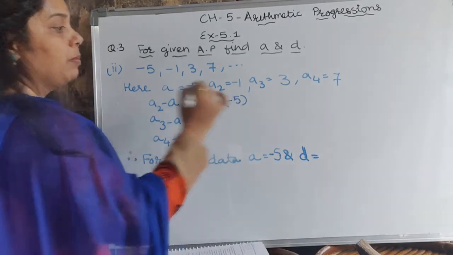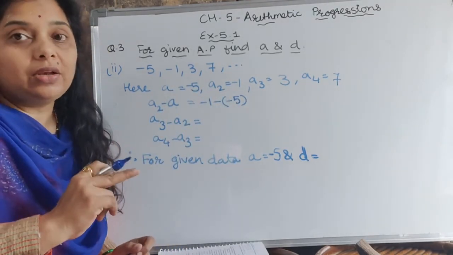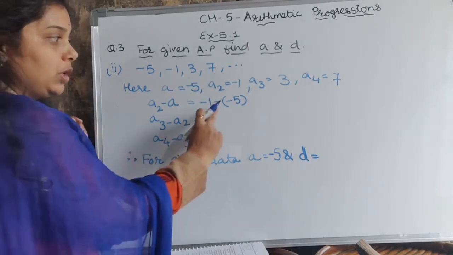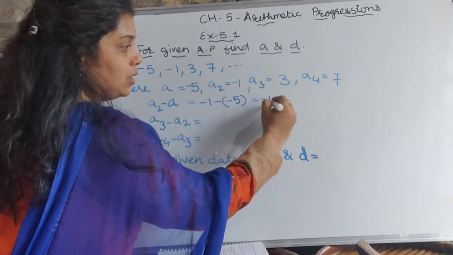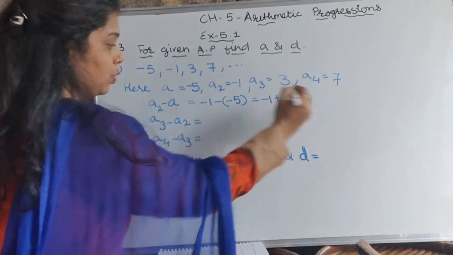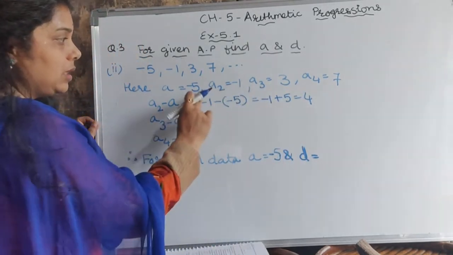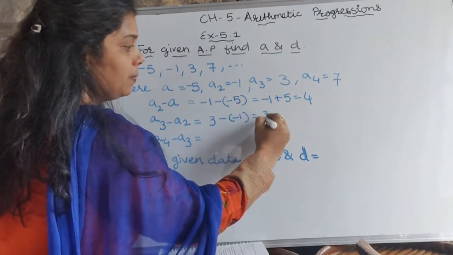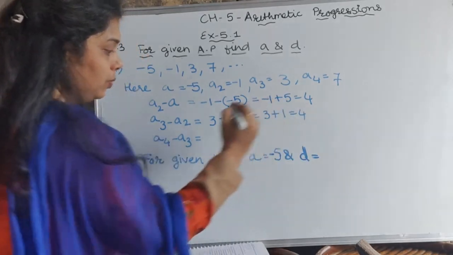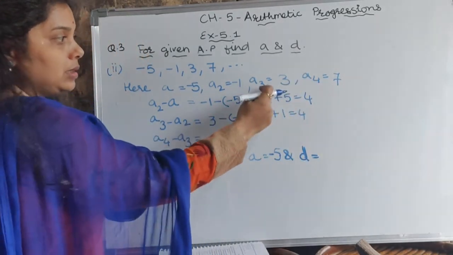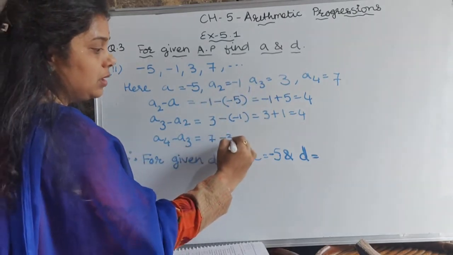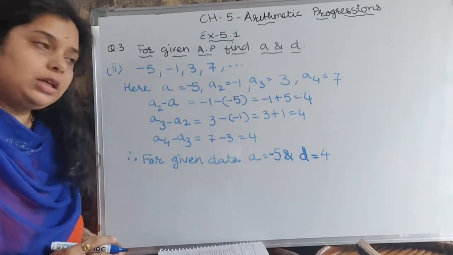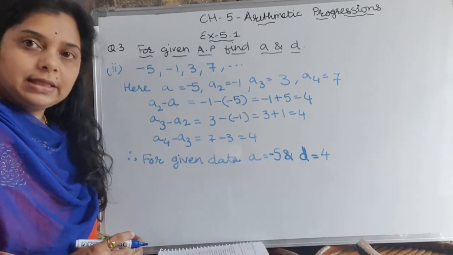So again minus. Do not ignore the sign of numbers, otherwise you will get the wrong answer. So again it is minus minus plus. So minus 1 plus 5 is equal to 4. Again A3 minus A2. A3 is 3 and minus 1. So again 3 minus minus 1 is 3 plus 1, which is equal to 4. A4 minus A3, so it is 7 minus 3 is equal to 4. So the common difference, small d, is equal to 4 for the given data.